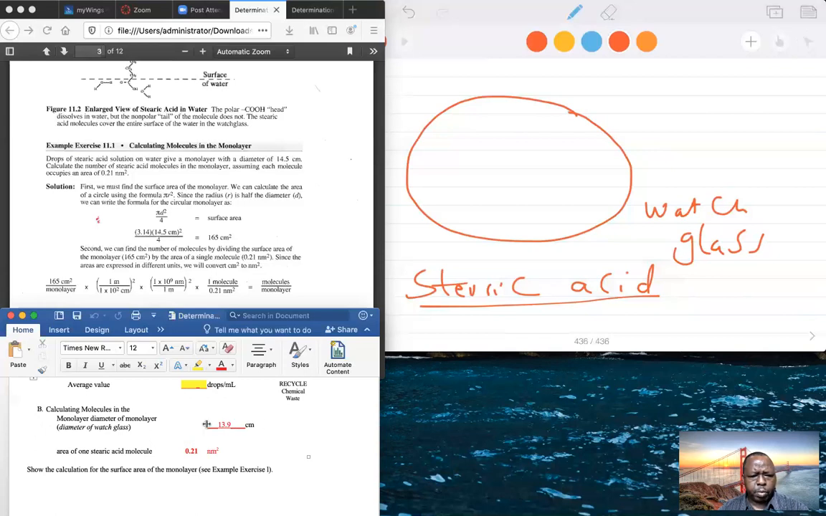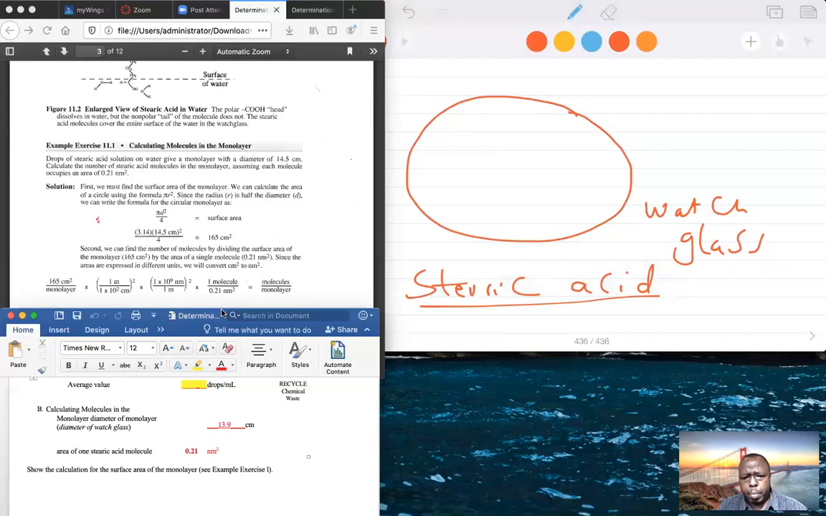The purpose of this is, I've measured the watch glass. So I measured the watch glass and pre-filled the data sheet for you. And this is the diameter of the watch glass. This is your diameter. You're going to plug it in this equation to find the surface area of the monolayer. So pi times your diameter, which is 13.9 centimeters, squared, and 4 is a constant, and it will give you a value other than 165.